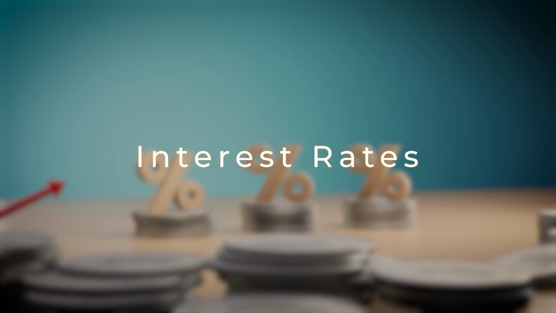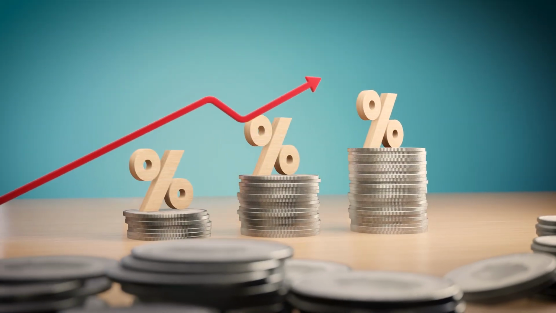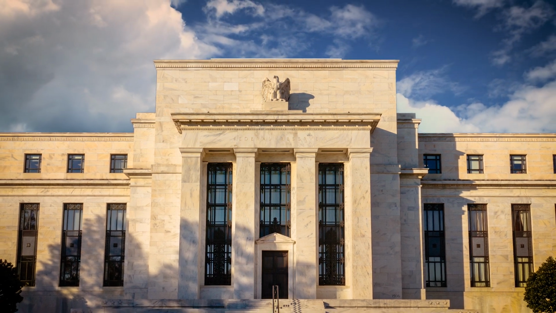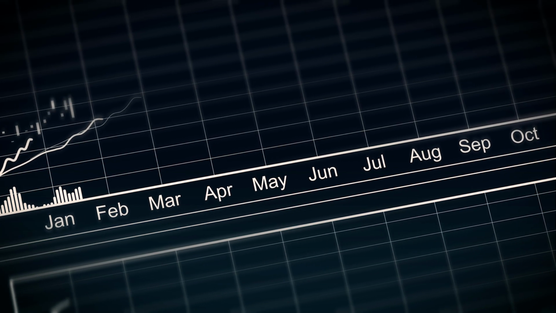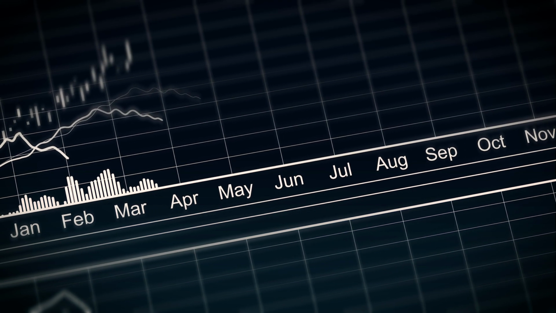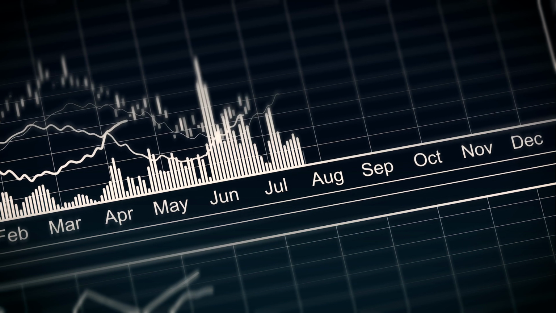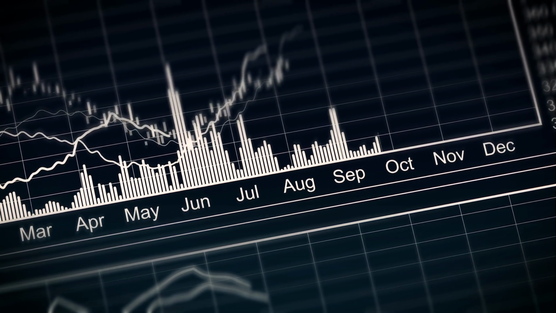Number 2. Interest rates. Central banks, like the Federal Reserve, adjust interest rates based on inflation. When inflation rises, they may increase rates to cool the economy. Higher interest rates can lead to more expensive loans and mortgages, impacting your finances.